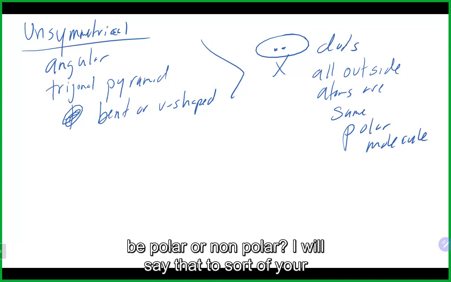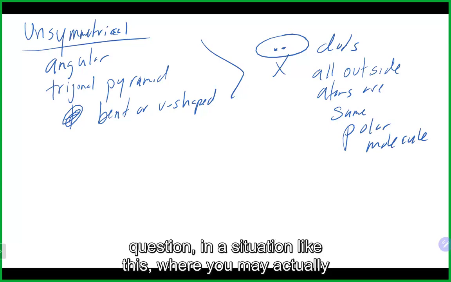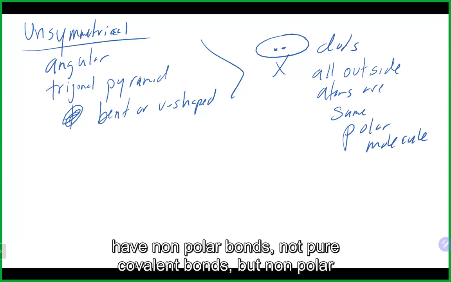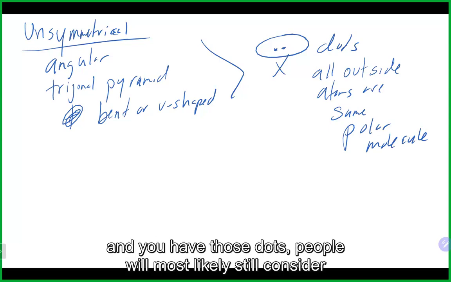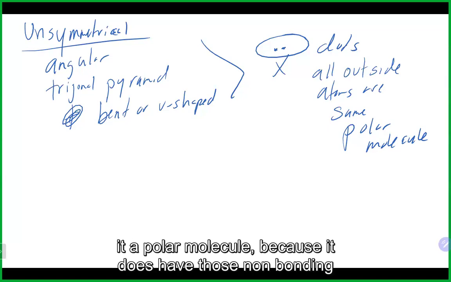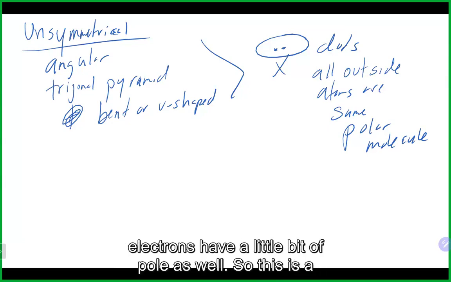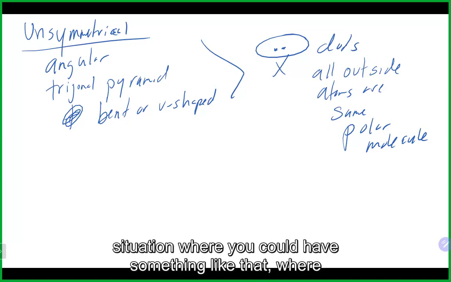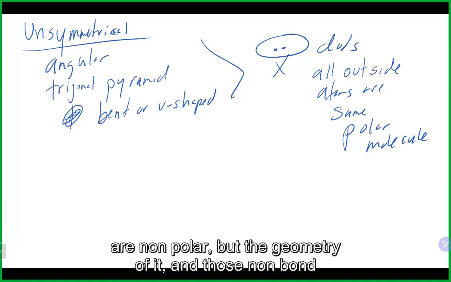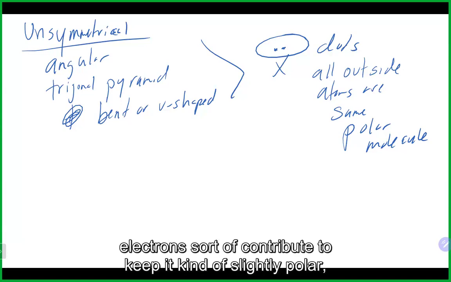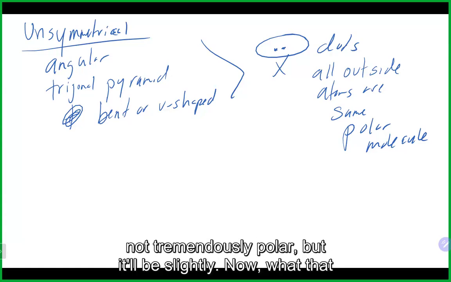I will say, to your question, in a situation like this, where you may actually have nonpolar bonds, not pure covalent bonds, but nonpolar bonds with a slight difference in electronegativity, and you have those dots, people will most likely still consider it a polar molecule, because those non-bonding electrons have a little bit of pull as well. So you could have a situation where the difference in electronegativity says these are nonpolar, but the geometry and those non-bonding electrons contribute to keep it slightly polar. Not tremendously polar, but slightly.